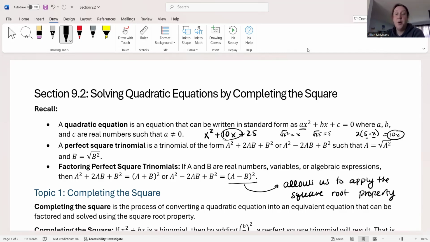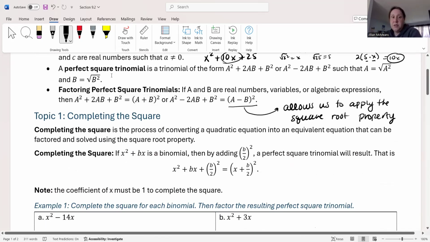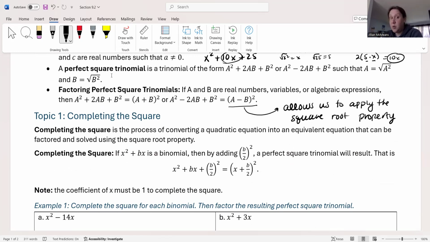So let's talk about what completing the square is. So basically, completing the square is the process of converting a quadratic equation into an equivalent equation that can be factored and solved using the square root property. So basically, we're forcing the quadratic to be a perfect square trinomial. And we want to force this because of the way it factors.